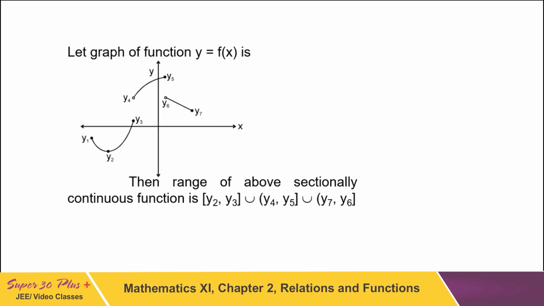And for this graph, because it is a sectionally continuous graph, or you can say a discontinuous graph, the range will be, for this continuous section, from y2 to y3. As we know, this is the lowest point, meaning from y2 to y3. Got it? Then the next part is from y7 to y6, you can say here, and then y4 to y5. The union of these values of y will give the range of this graph.